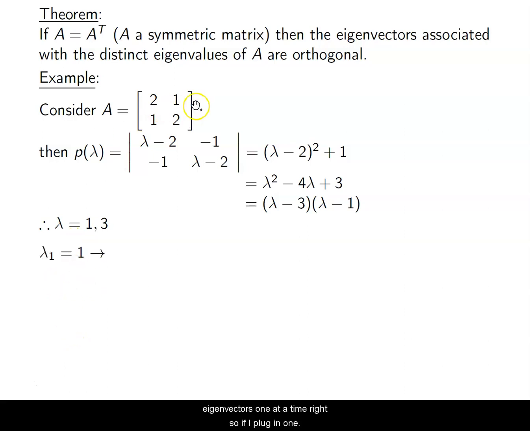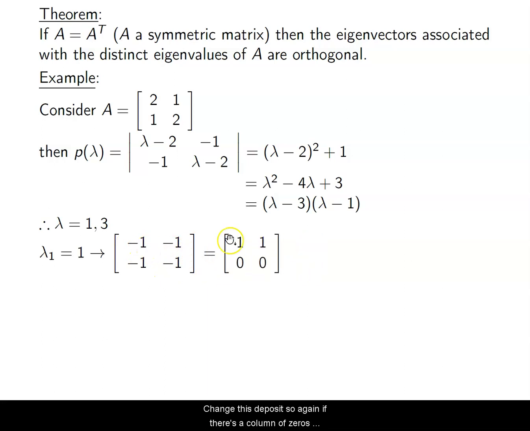If I plug 1 back in here, really what we're doing is setting it equal to 0, but I've been lazy and not keeping the 0 portion. Then we reduce this to row echelon form. I don't really have to, because we can see that one row is identical to the other row, so I can just get rid of it and then change this to positive.